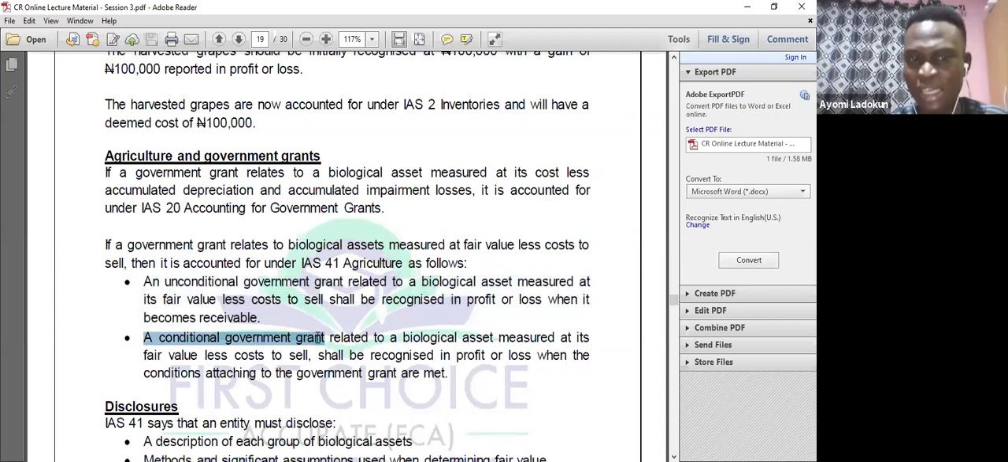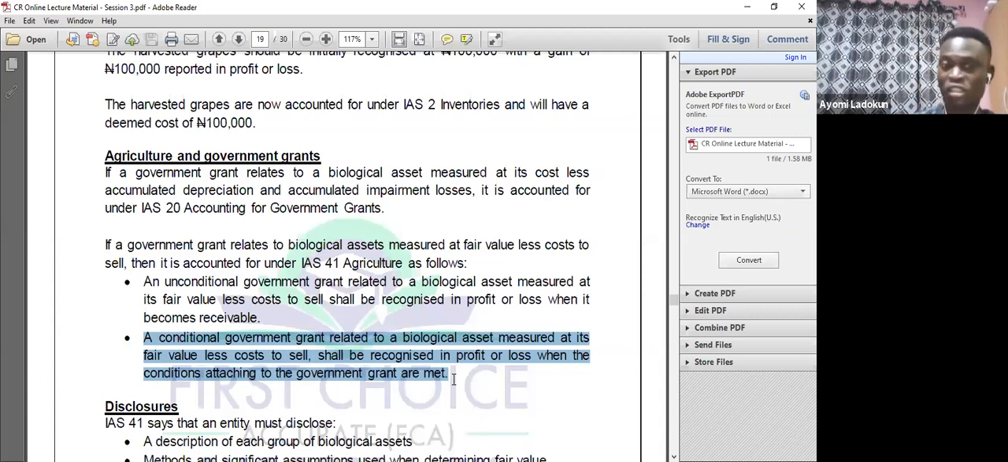But once they give a conditional grant related to biological assets, measured at fair value less cost to sell, it shall be recognized as profit when the conditions attached to the grant are met. Okay, so that's just it. It's very simple. Now look at this current pandemic.